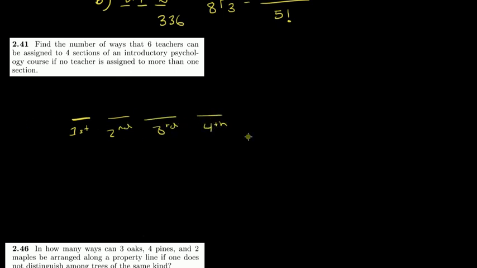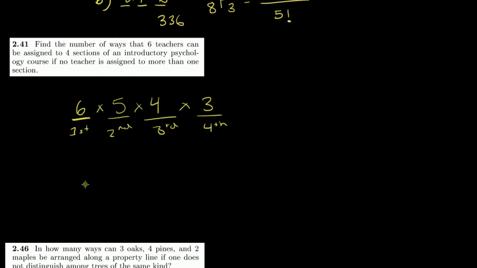Now, only one teacher per section, right? So the first section, if we were to fill that one first, there would be 6 possible teachers for that one. But the second section, since the first one's already filled, there's only 5 teachers left over. There's 4 teachers, and there's 3 teachers.